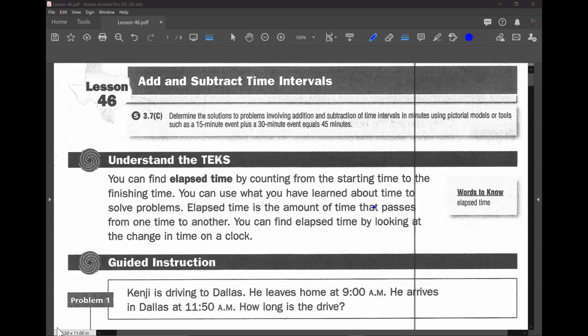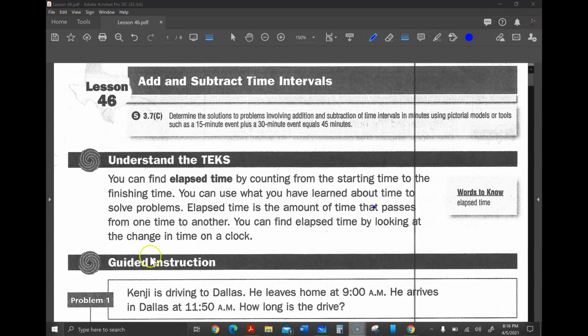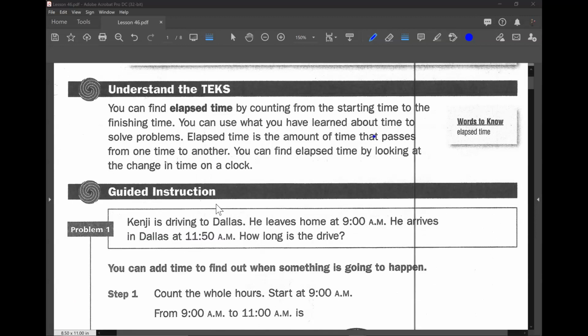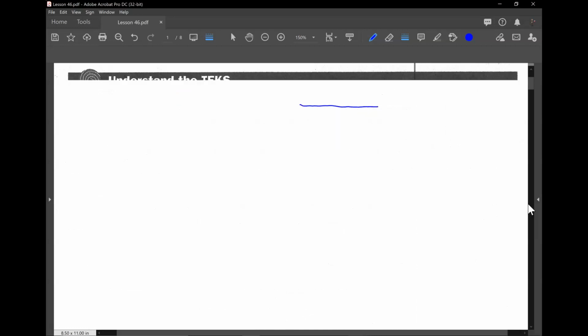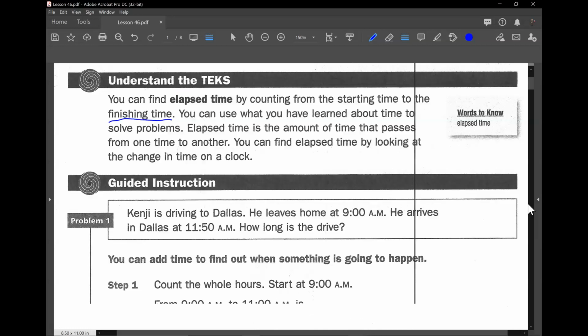Alright, so we're going to talk about add and subtract time intervals. So, I do it, you do it on your paper. You can find elapsed time by counting from the starting time to the finishing time. You can use what you have learned about time to solve problems. Elapsed time is the amount of time that passes from one time to another. You can find elapsed time by looking at the change in time on a clock.